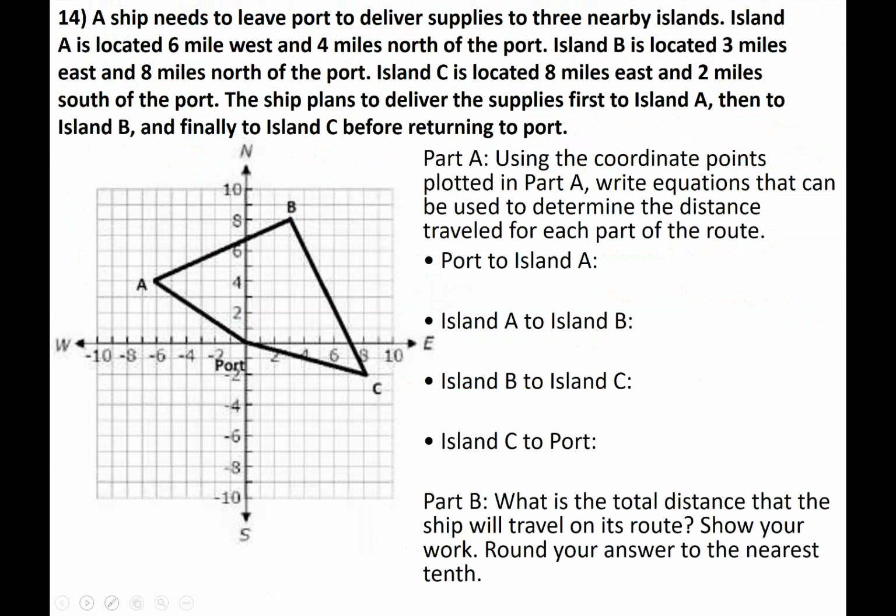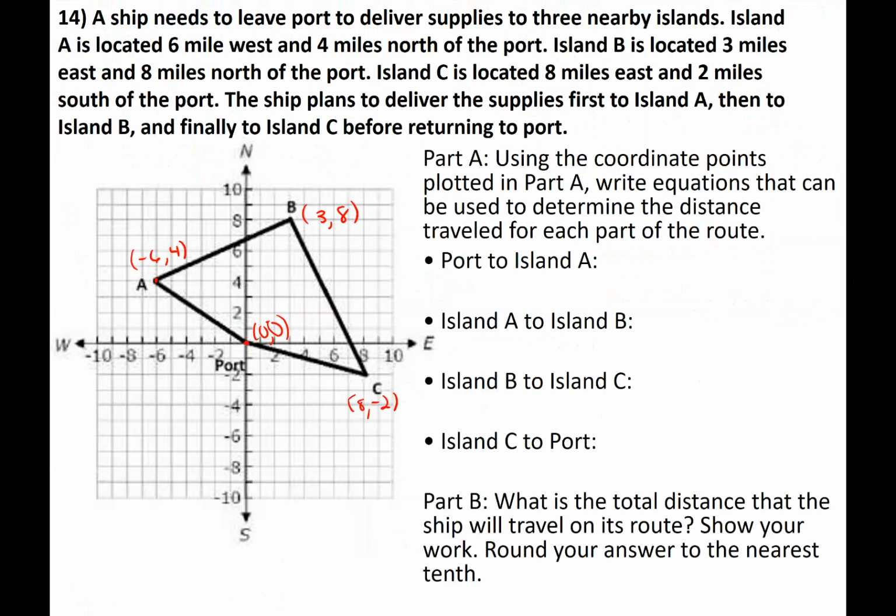All right, last one. This one, I'm not going to read the problem, but it has a bunch of information there. I am going to jump right into part A: using the coordinate points plotted in A, write equations to determine the distance. So here goes. A is at negative 6, 4. B is at 3, 8. C is at 8, negative 2. And the port is at 0, 0.